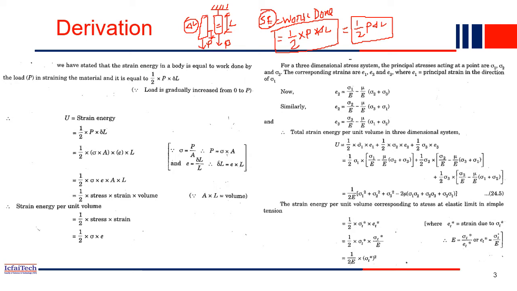So let's draw a diagram quickly. If I plot the stress versus strain diagram of this experiment, this is your strain axis epsilon, and this is your stress axis sigma.